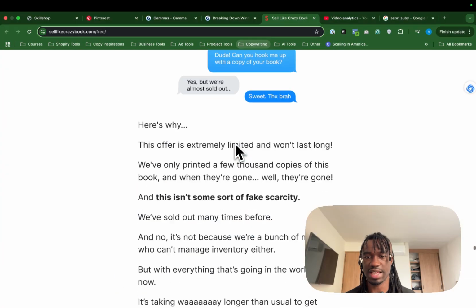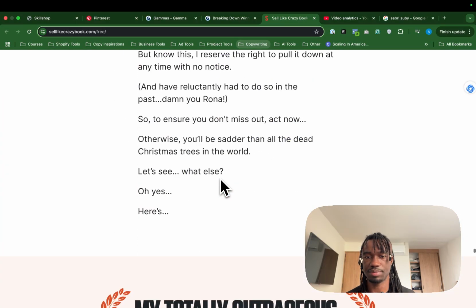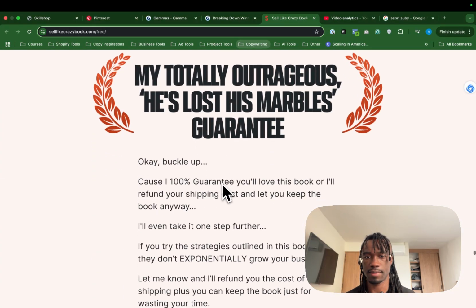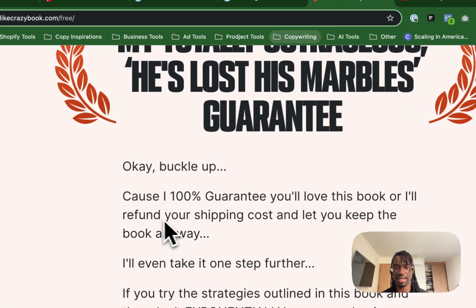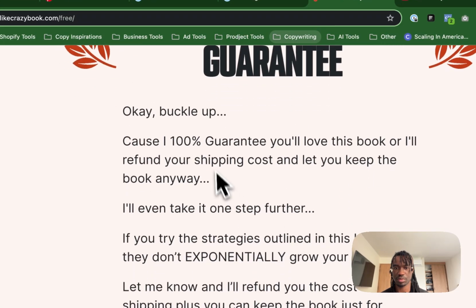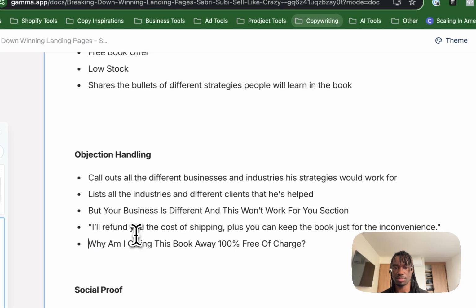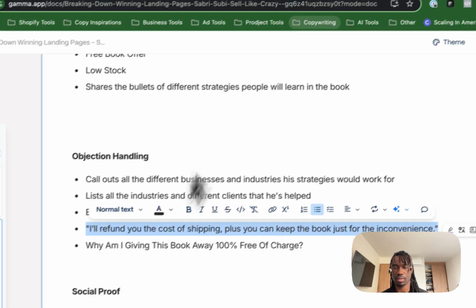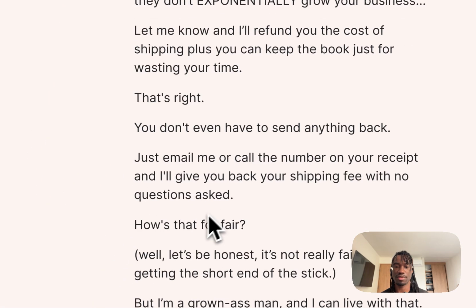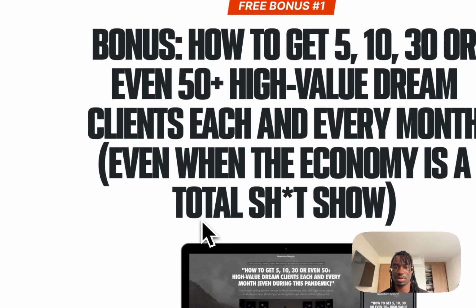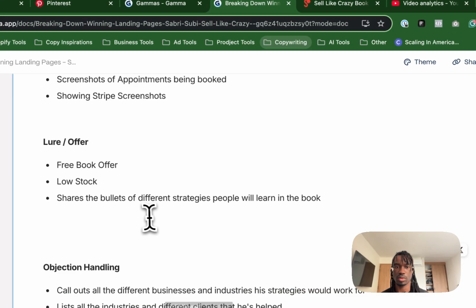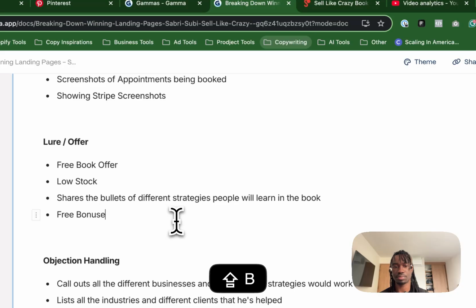Right, and he explains exactly why he's doing this, right? Then he has this guarantee, which is already mentioned above as well, right? So, a money back guarantee, even on a free shipping offer to cover the shipping, right? Now we go more into the free bonuses.